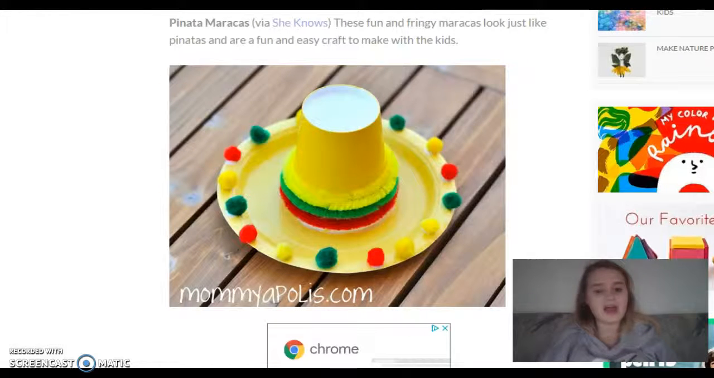The next station I would have would be making a sombrero. So I would have a little mini cup and a little mini plate with some pipe cleaners, pom-poms, some crayons, markers, pencils, whatever to decorate their own sombrero.